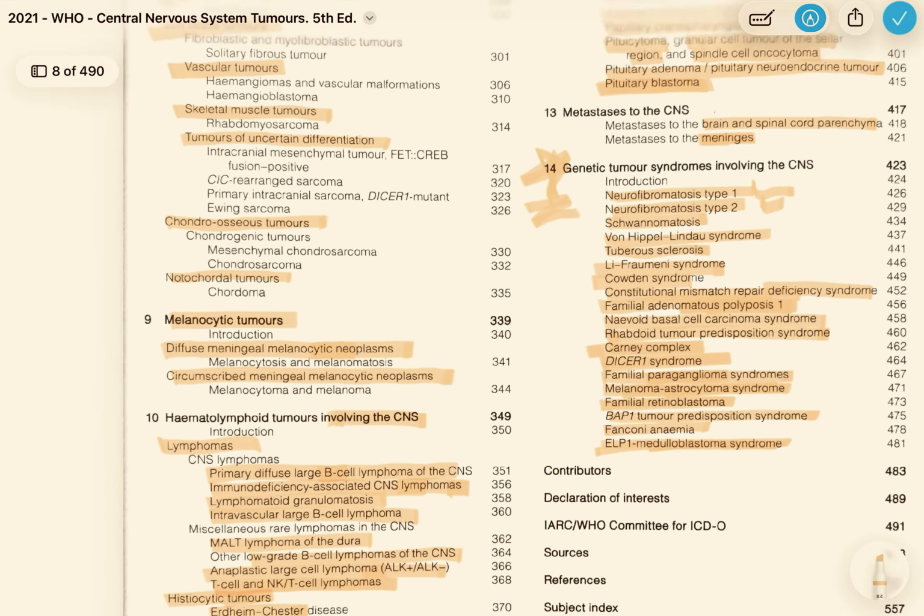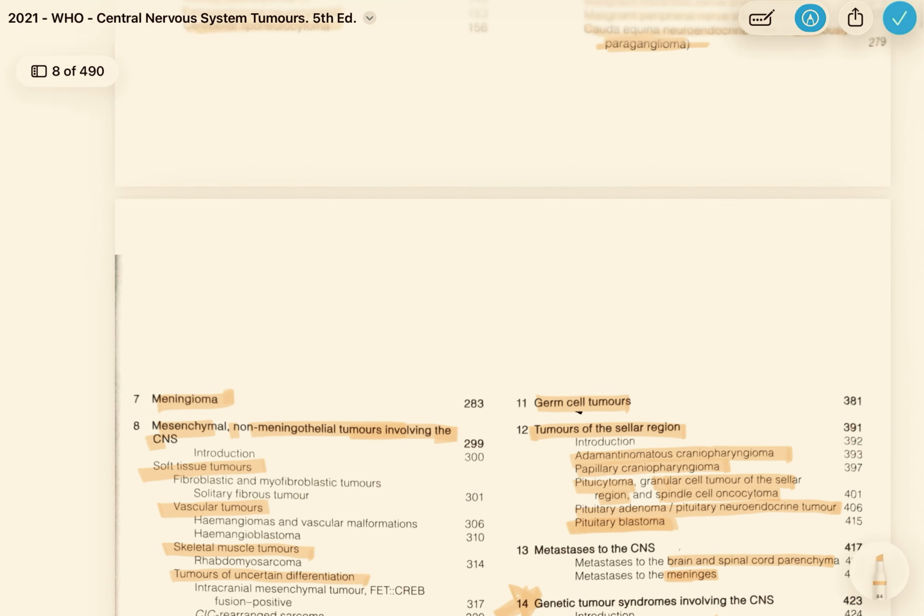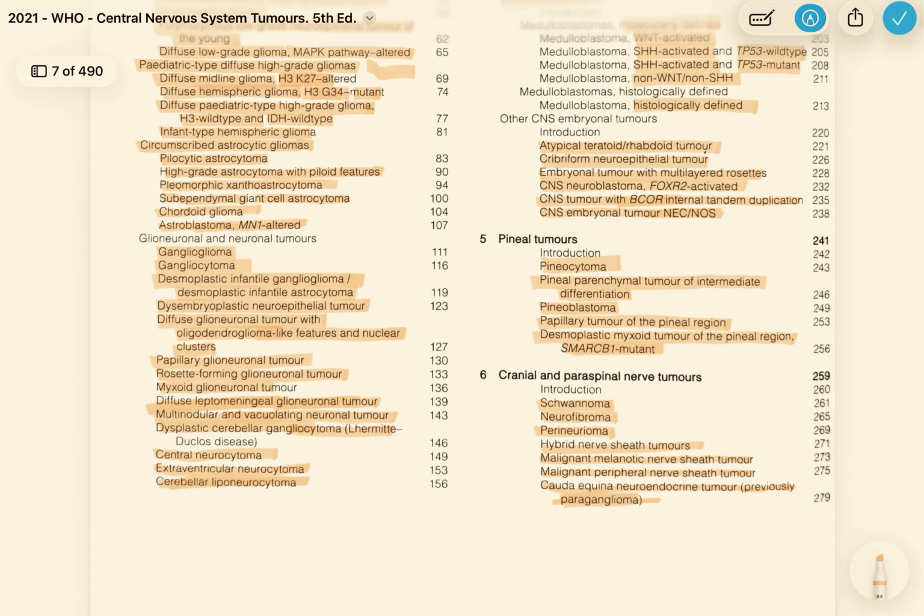So this was the classification of CNS tumors. I know it's exhausting, but it is what it is.